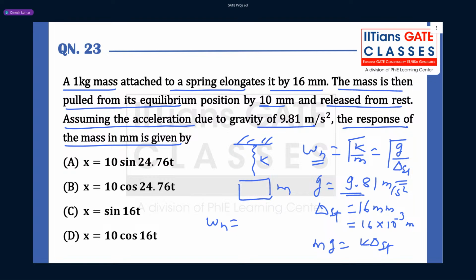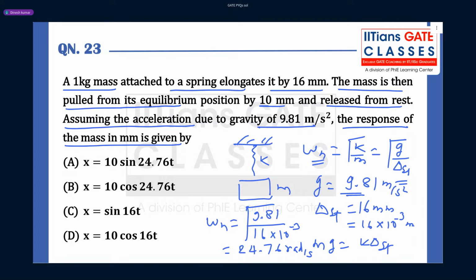How much is the omega n? Sahil, how much is omega n? It is under root 9.81 upon 16 into 10 to the power minus 3. So it will be coming as 24.76, and the unit will be radian per second.